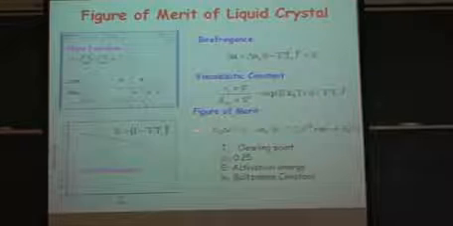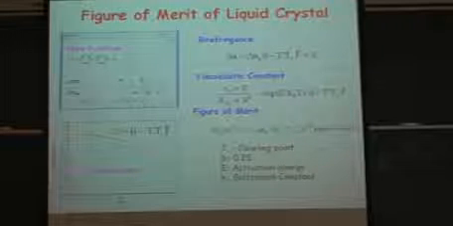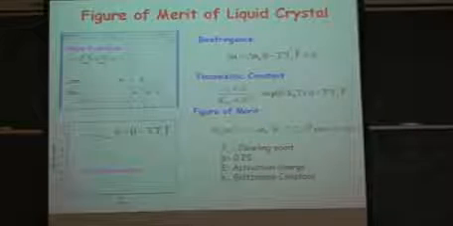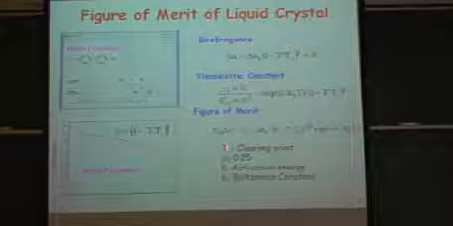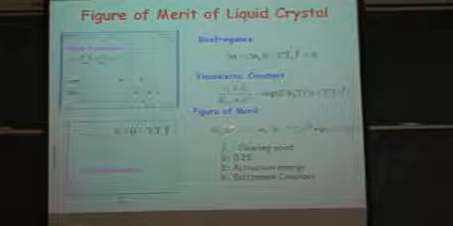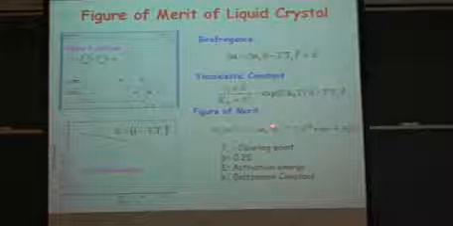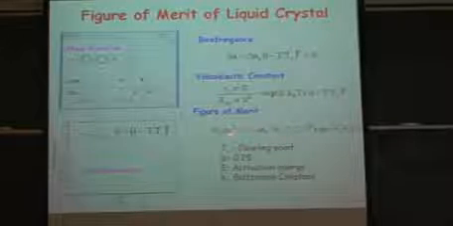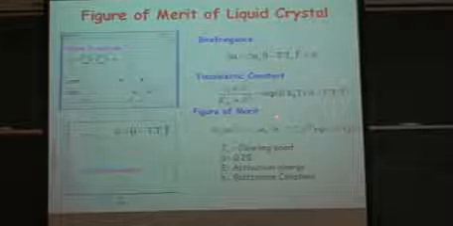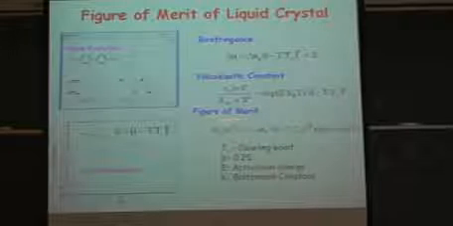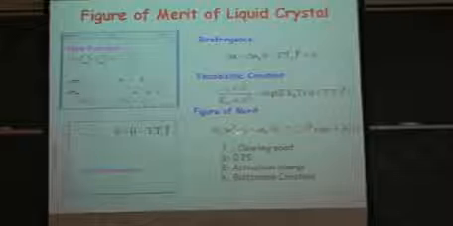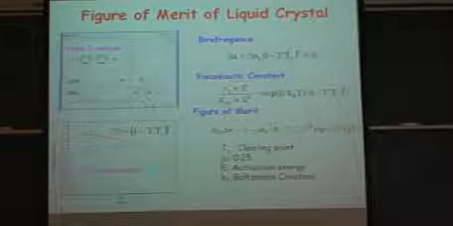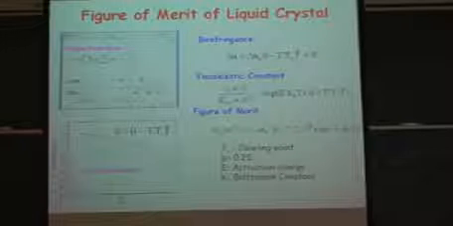We use the figure of merit to evaluate liquid crystal materials. It is birefringence squared divided by the viscoelastic constant. You will understand this later. Actually, this parameter relates to the response time. The faster the response time, the larger the figure of merit. And this parameter is independent of the cell gap, so it only evaluates the liquid crystal properties.